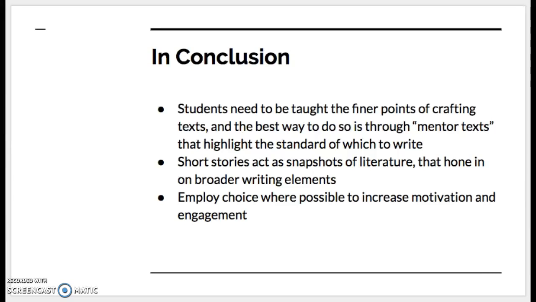So in conclusion, students need to be taught the finer points of crafting texts, and the best way to do so is through mentor texts that highlight the standard to which to write. Short stories act as snapshots of literature that hone in on broader writing elements, and through the employment of choice where possible, that will increase the motivation and engagement of our students.